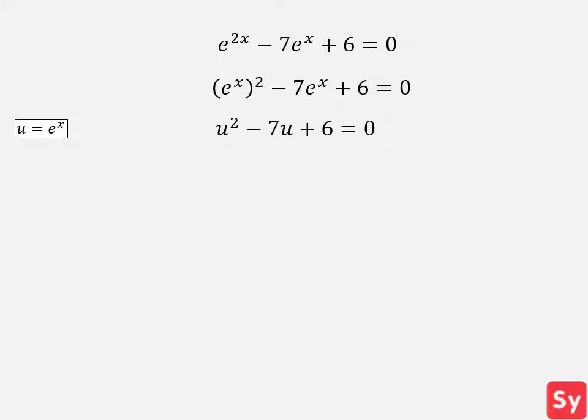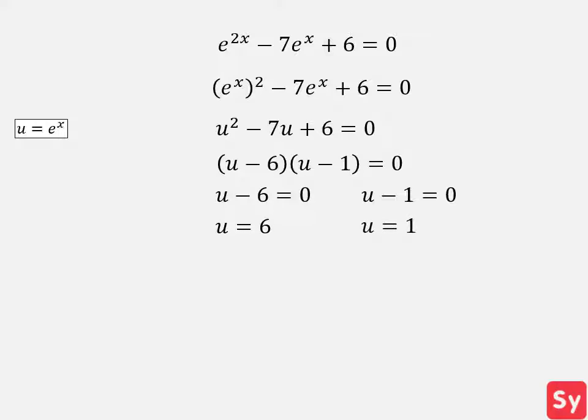So we factor the quadratic expression, and then we set each factor equal to 0, and we solve for u. We get u equals 6 and u equals 1. Now we want to write the answer in terms of x.